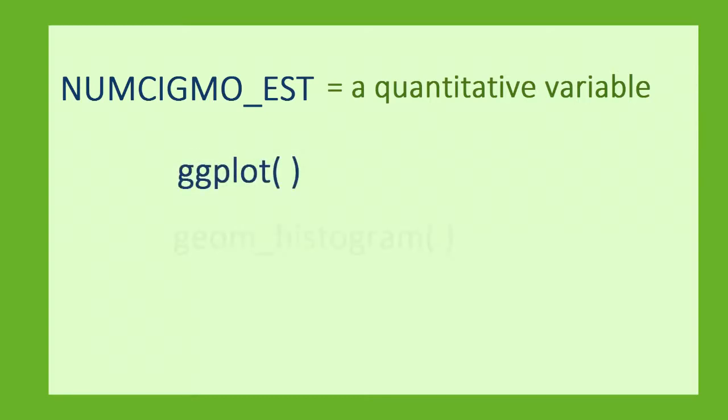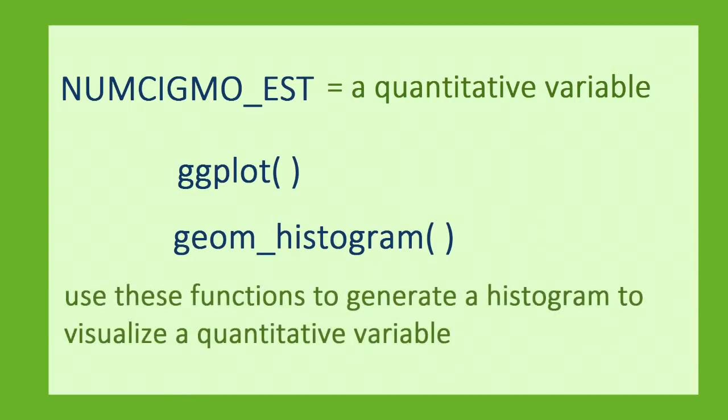Remember that num_EST is the estimate for the number of cigarettes smoked per month. Because num_EST is actually a quantitative variable, the syntax we use in the program is slightly different. To visualize a quantitative variable, we will use the ggplot function and the geom_histogram function to generate a histogram. In this case, we may use our main data set rather than creating a special one for graphing a histogram.